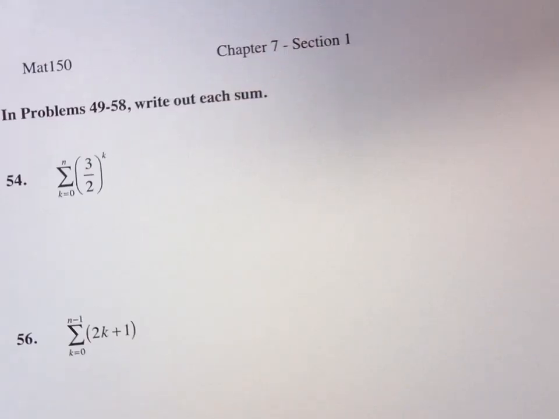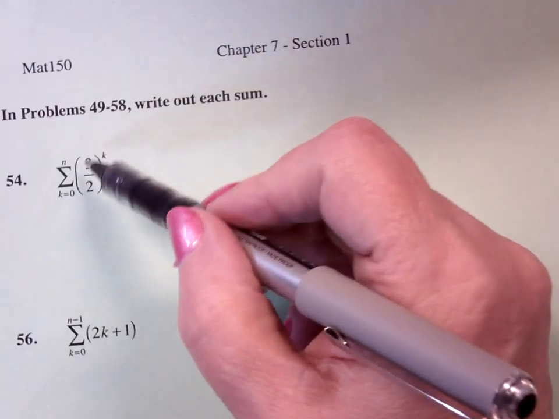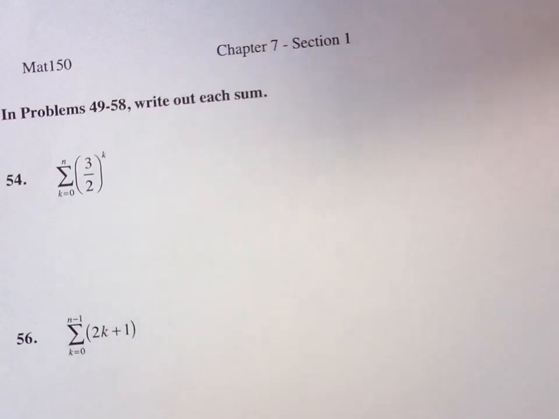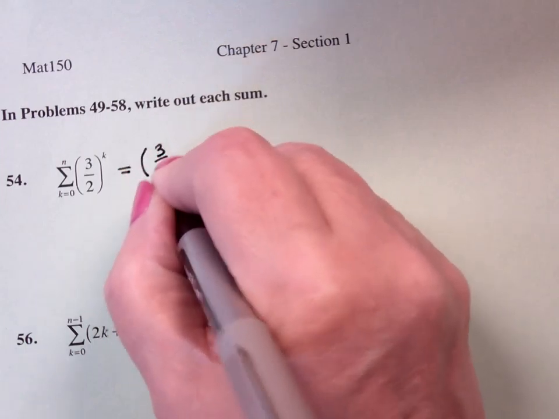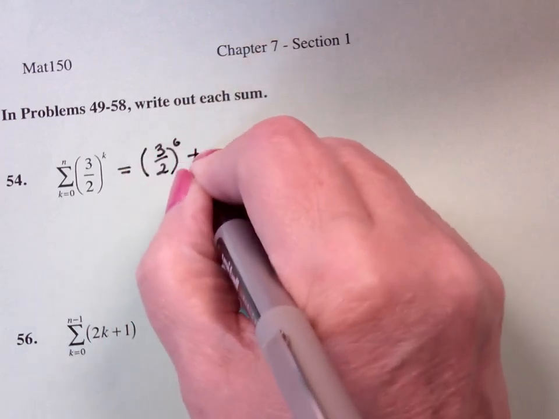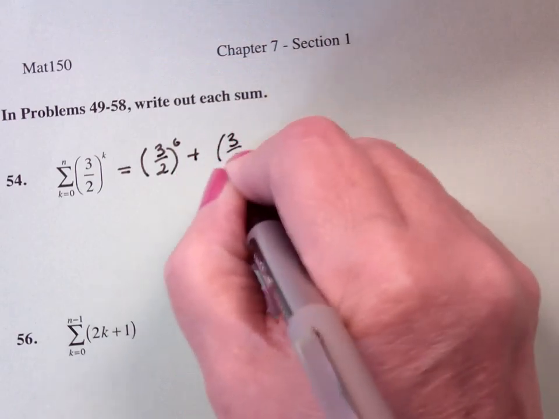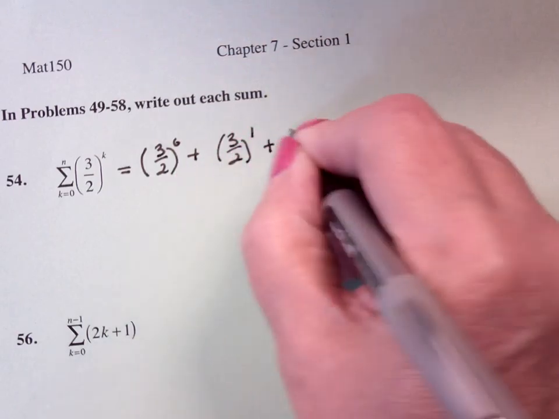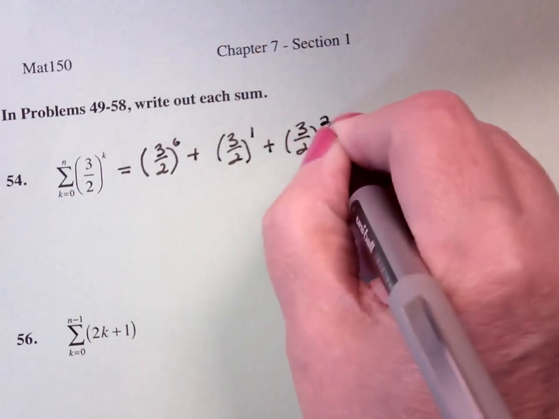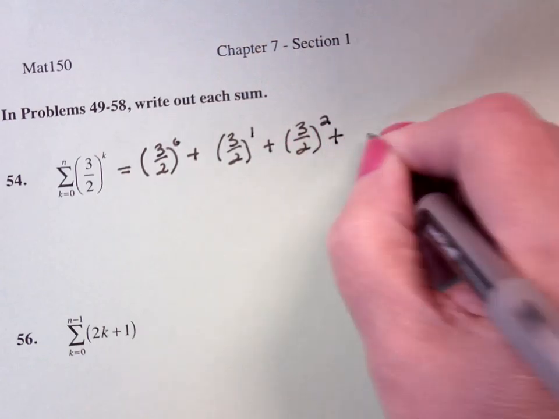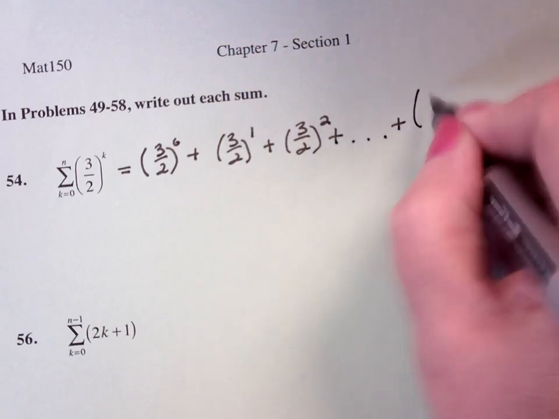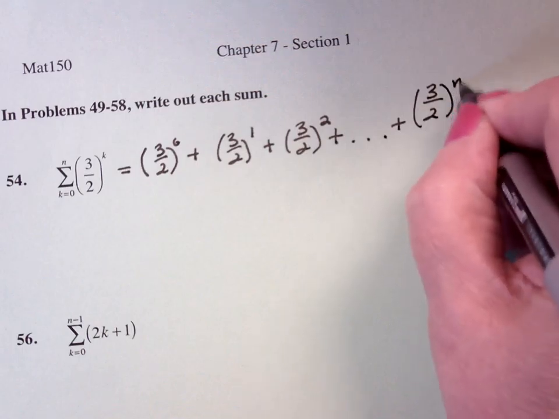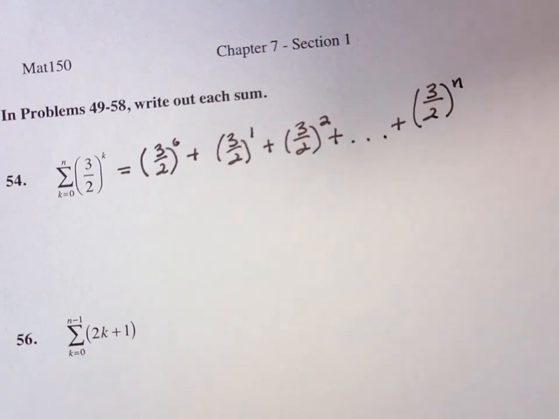And so this says, find the sum from k equals 0 to n of 3/2 to the k. And so essentially this would be 3/2 to the 0 plus 3/2 to the 1 plus 3/2 to the 2 plus, and it's going to go dot, dot, dot, plus, the last term is 3/2 to the n. If that were a 5, I'd go from 1 to 5.